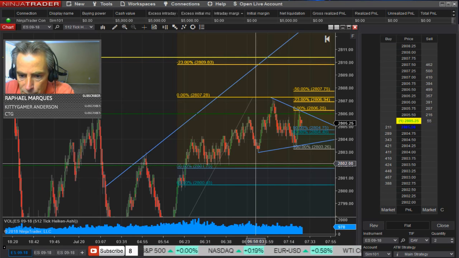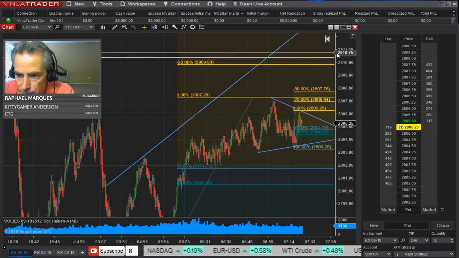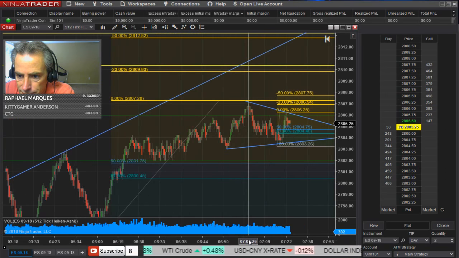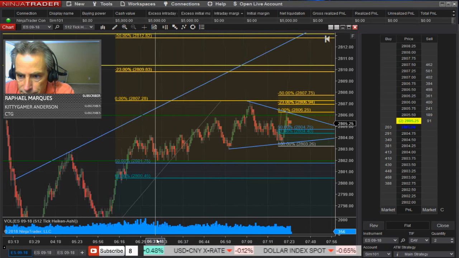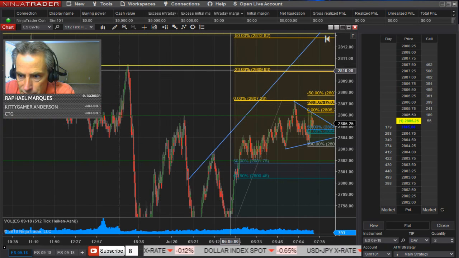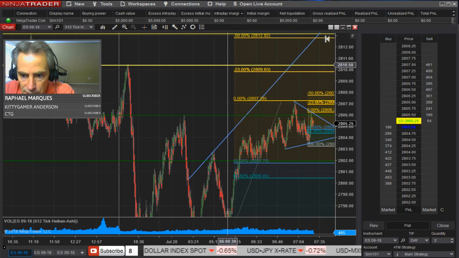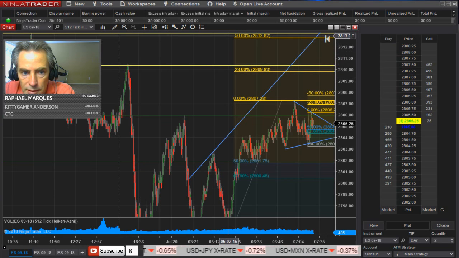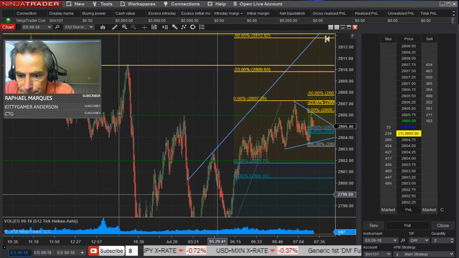The way the market's been moving this morning, it looks like it'll pop in the upward direction out of this. If it does, our next area would be the 2810 area, and then up to 13.